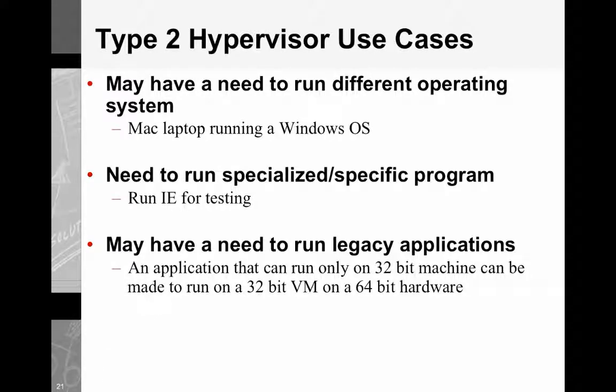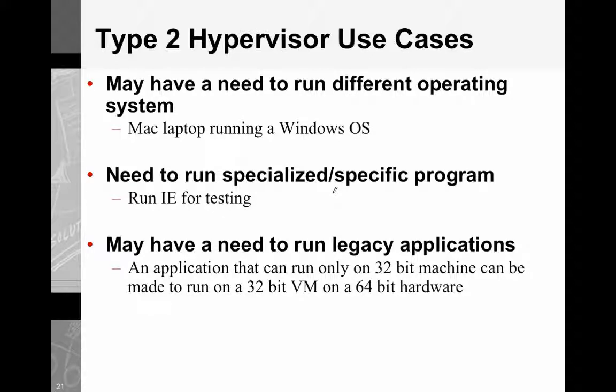Okay, so Type 2 hypervisors, as you can see, are installed on top of an existing operating system. And the only reason you do that is because you need to run some specialized, specific program. For example, sometimes I like to test my website on IE. In that case, I end up launching Windows on my Mac and then running IE within that. Sometimes you may want to run legacy applications, maybe a 32-bit application on a 64-bit machine. So in such a case also, you may want to launch another virtual machine and then use it.